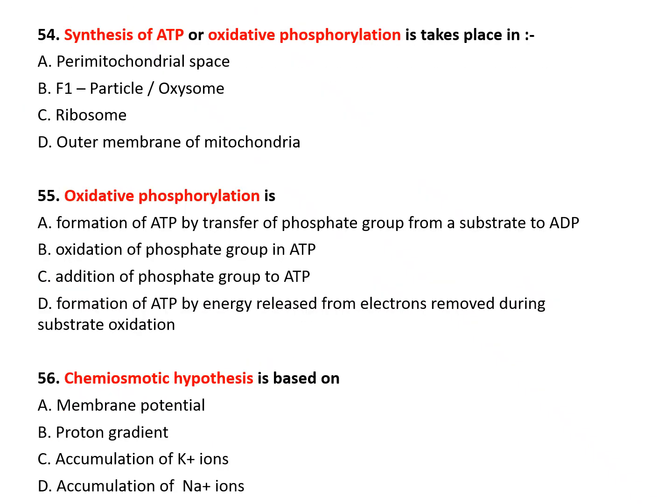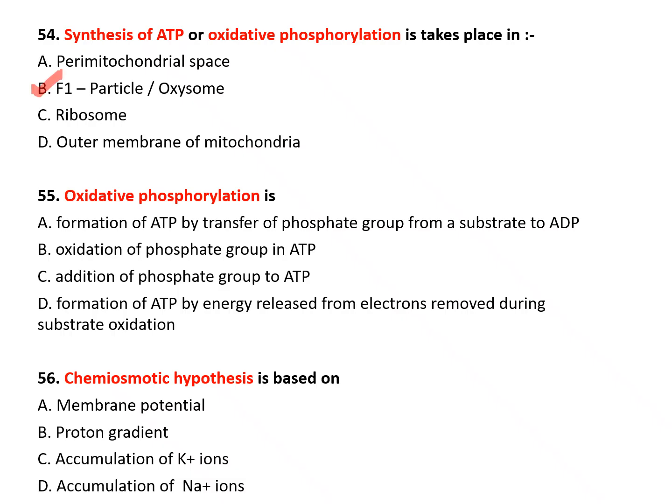The next question, number 54. Synthesis of ATP or oxidative phosphorylation takes place in option A, perimitochondrial space, option B, F1 particle or oxysome, option C, ribosome, option D, outer membrane of mitochondria. Correct answer is option B, F1 particle or oxysome.